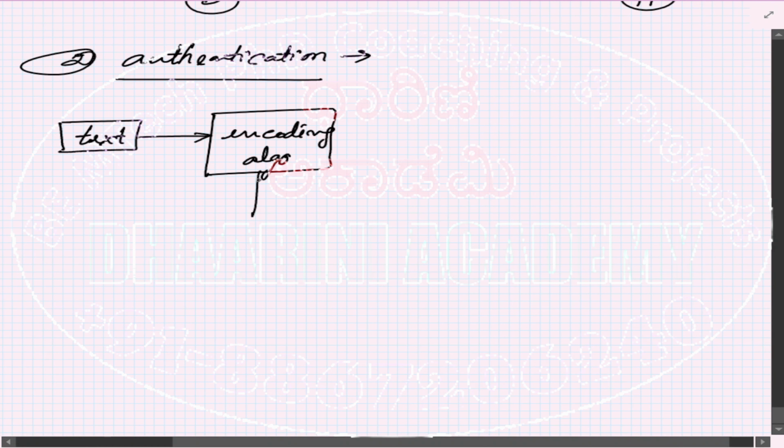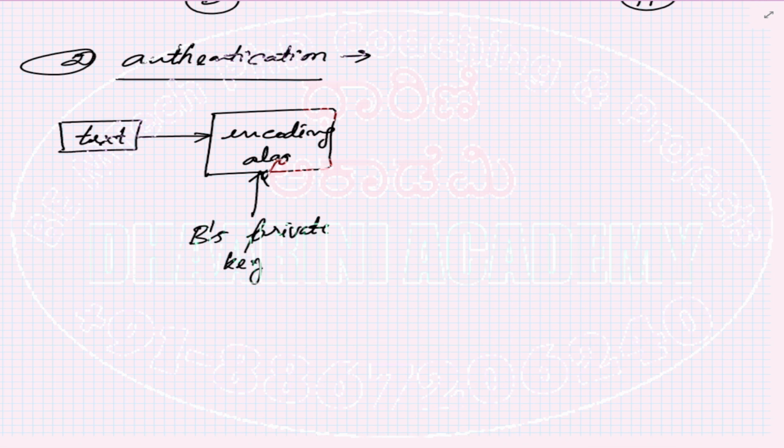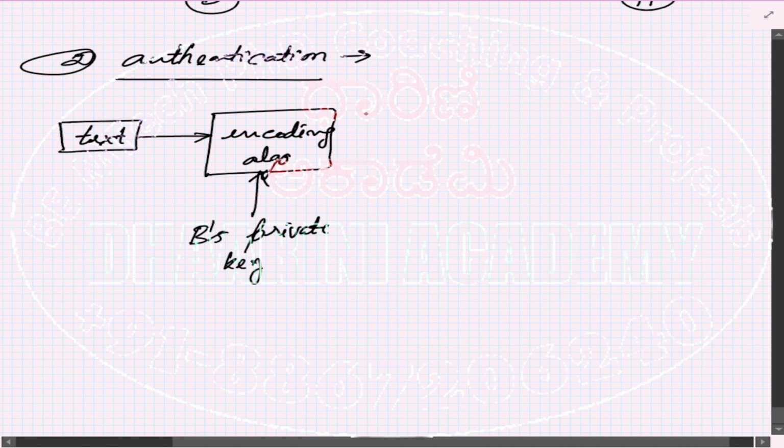Again I need a key here. The key which is used for authentication is not related to A. When B is using this, B will use his private key. So this is B's private key. B is going to use his private key just to show that yes, I'm the one who is signing. Then you get a cipher.